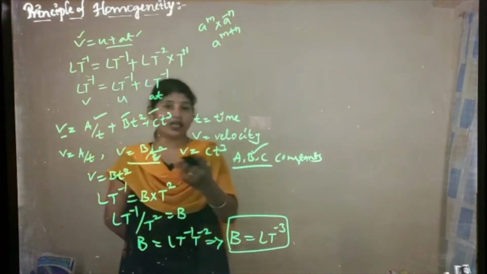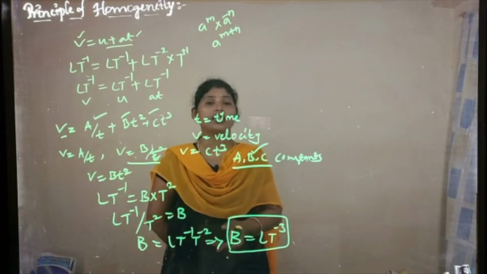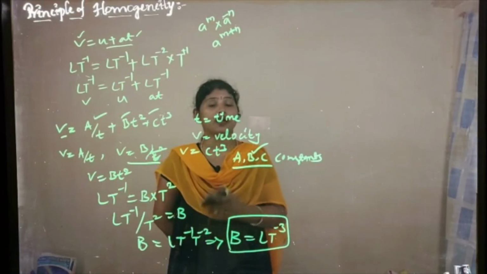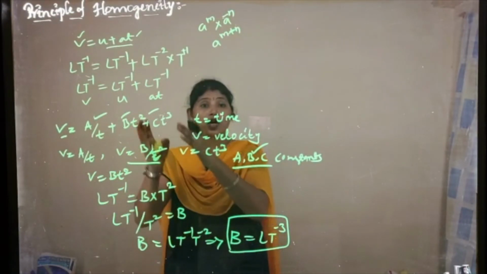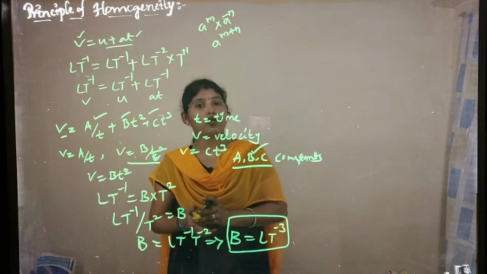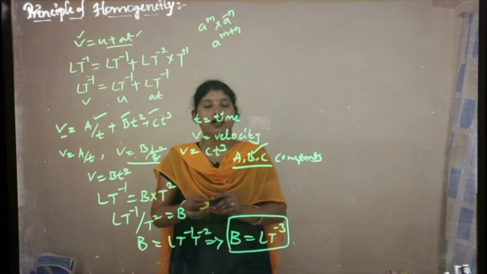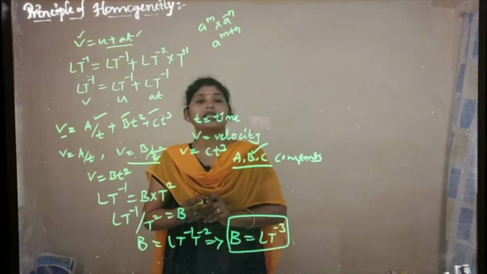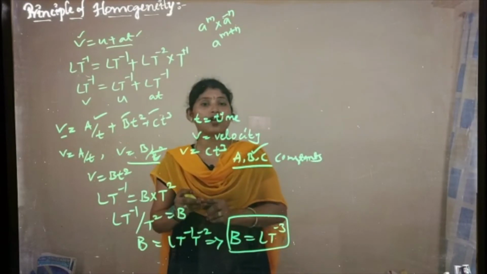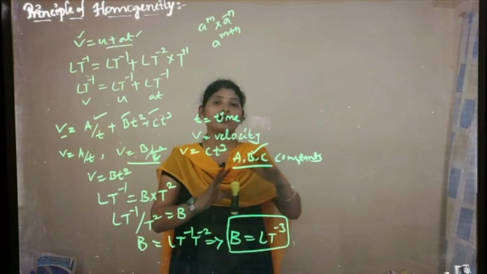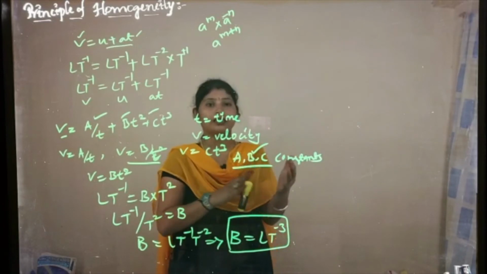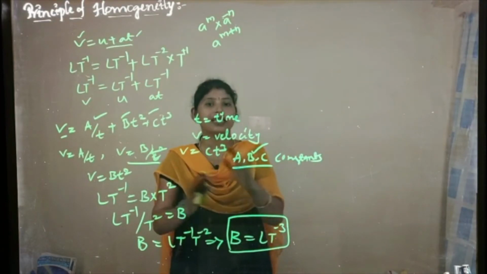When we have any physical relation, it must follow the homogeneity principle. The homogeneity principle states that in any physical relation, the dimensions of each term should be equal on both sides of the terms.